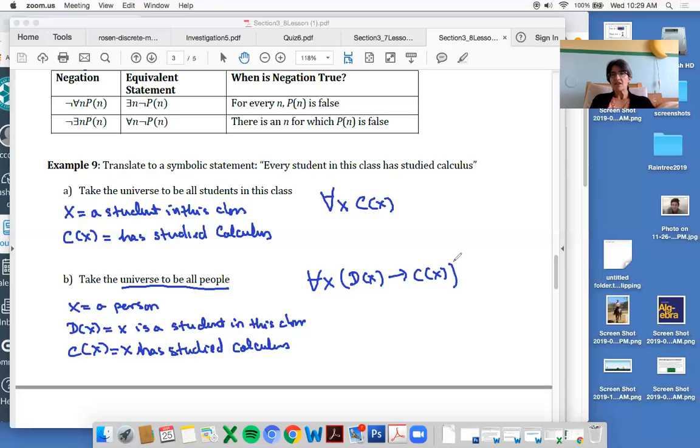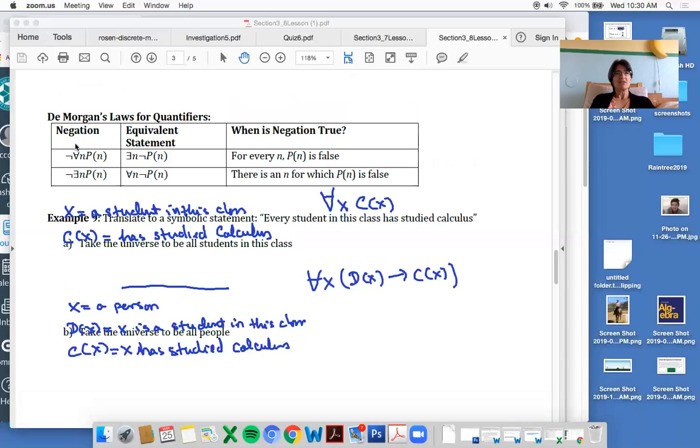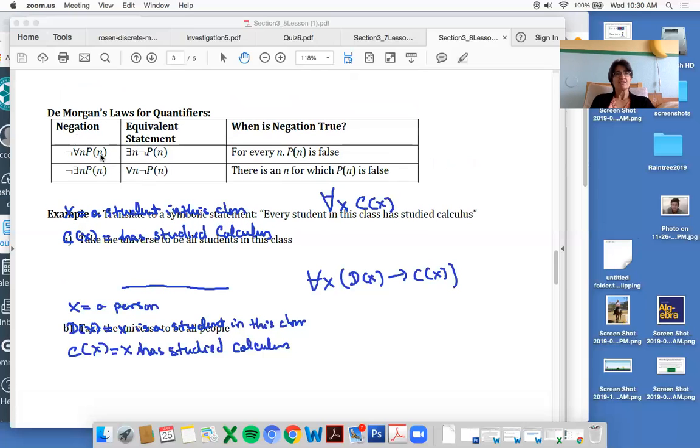Can I explain when the negation is true? Okay, yes, so let me go up. Yeah, so this summarizes the negations. Okay, so if I'm negating the universal quantifier, so if I'm saying it's not true that for all n in the universe, P of n is true, that basically means when the negation is true, it means that for every n, P of n is false.